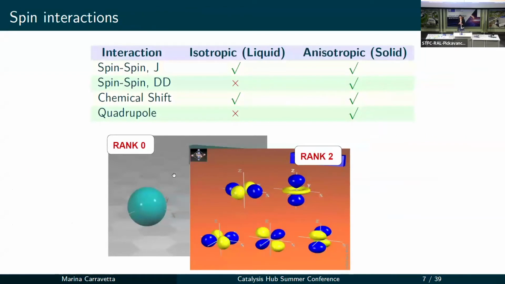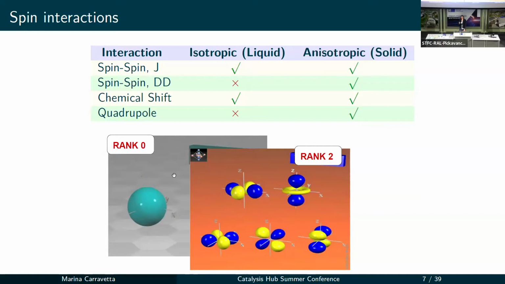If we want to look at it graphically, instead of formulae, we can see that isotropic interactions have a spherical nature. Anisotropic interactions can be identified with rank 2 tensors, and you can look at them like the orbitals if you like. And while only some interactions are retained in liquids, all of these interactions are retained in solids.